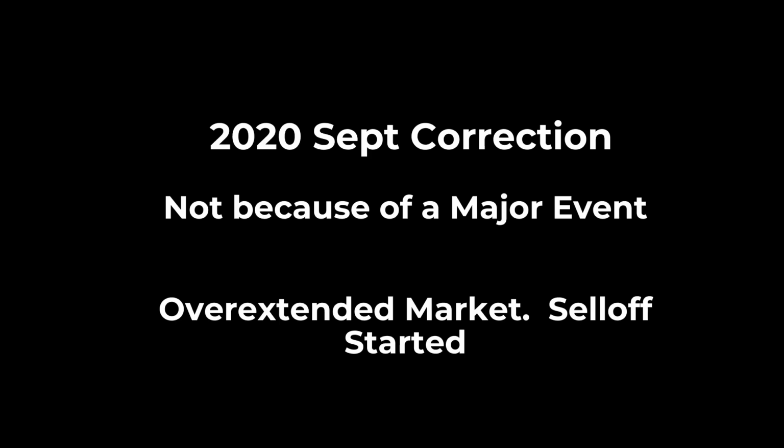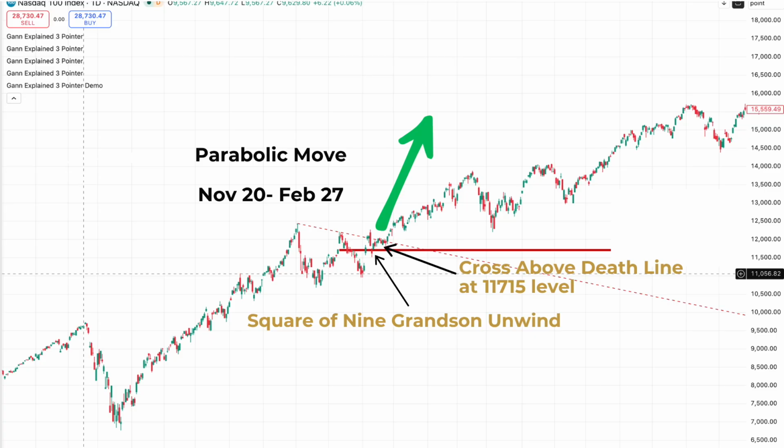A better comparison is September 2020. Before that correction, Nasdaq had already risen dramatically after the COVID lows. And then it corrected not because of a war, not because of one political statement, not because of one earnings report. The market had simply become overextended. Selling started, Nasdaq had already unwound the square of 9 grandson level, crossed above the depth line at 11,715, and then began its upward parabolic move, just as the square of 9 had projected. That structure is what we are looking at now.